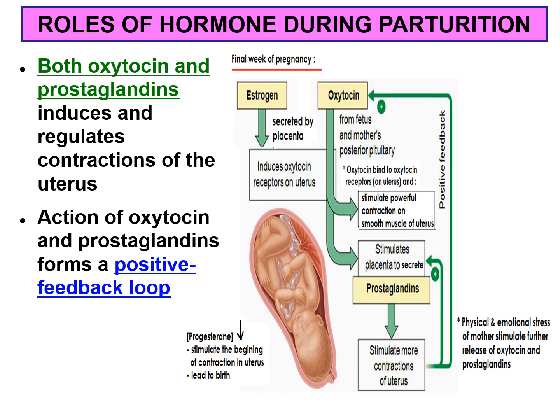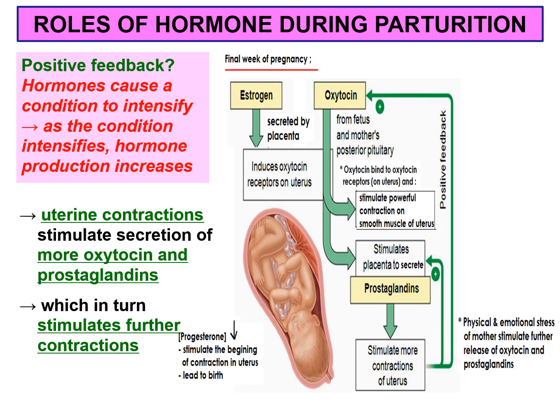The action of oxytocin and prostaglandins forms a positive feedback loop, because the secretion of the hormones causes an intensified pain and further increases the secretion of the hormones, and as the pain intensifies, the secretion of the hormones also increases. So the uterine contraction stimulates secretion of more oxytocin and prostaglandin, which will further stimulate contractions. Okay, progesterone decrease stimulates the beginning of contraction in the uterus.